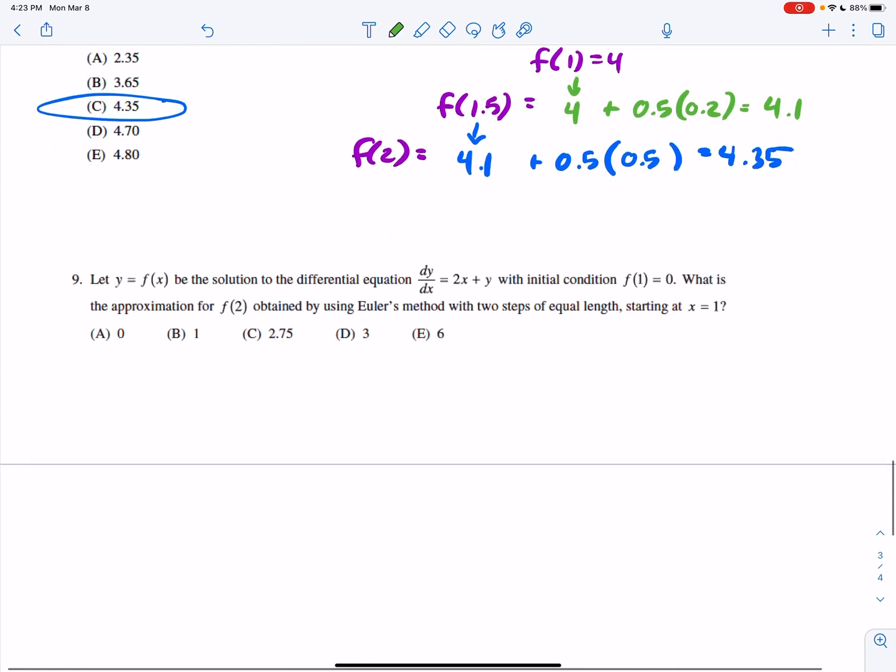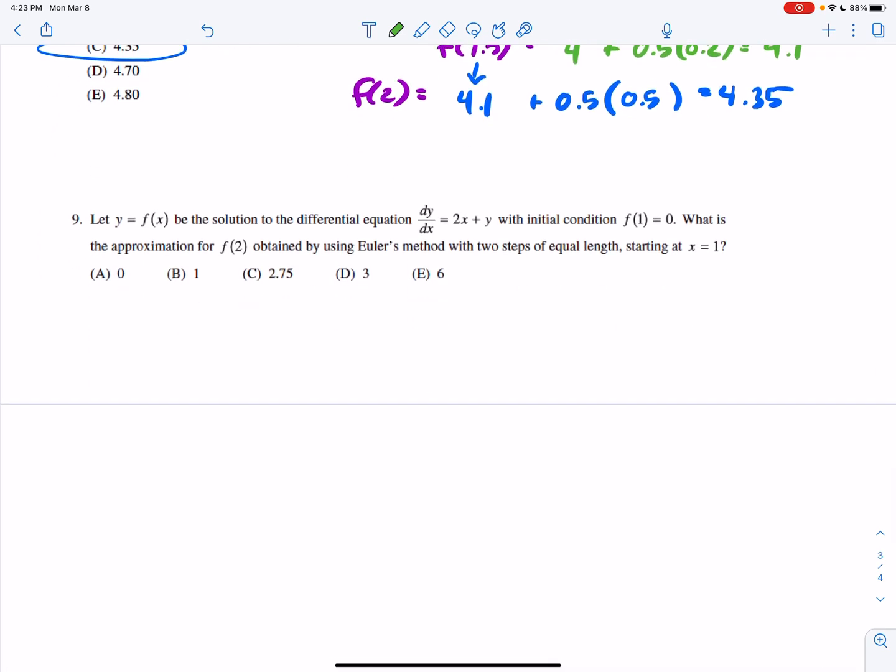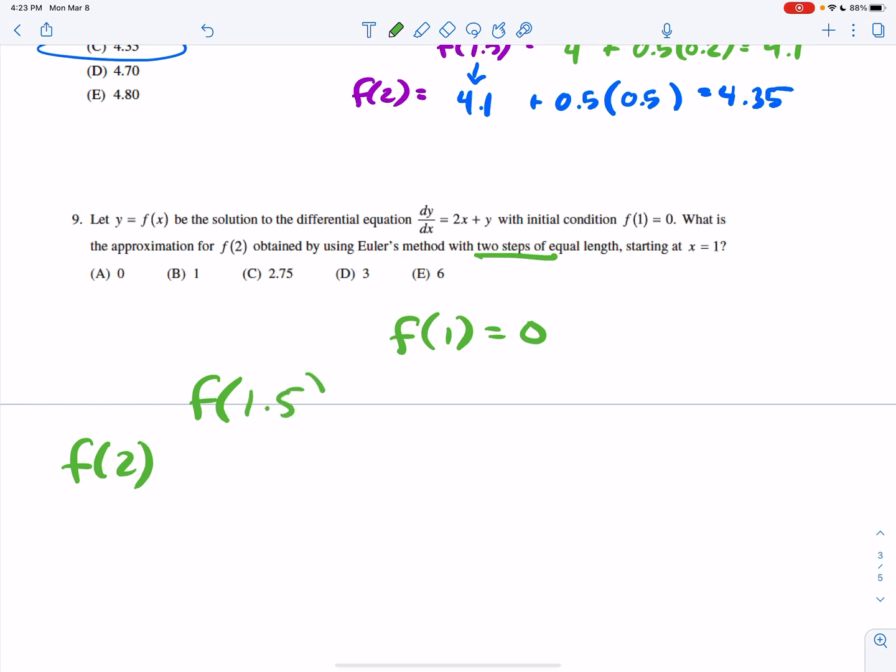All right, there's one more. Go ahead and try this one. Press play when you're ready. Okay, you start off with what you're given. f of 1 is equal to 0. You know you want f of 2. They want 2 steps of equal length, so this missing one should be f of 1.5.